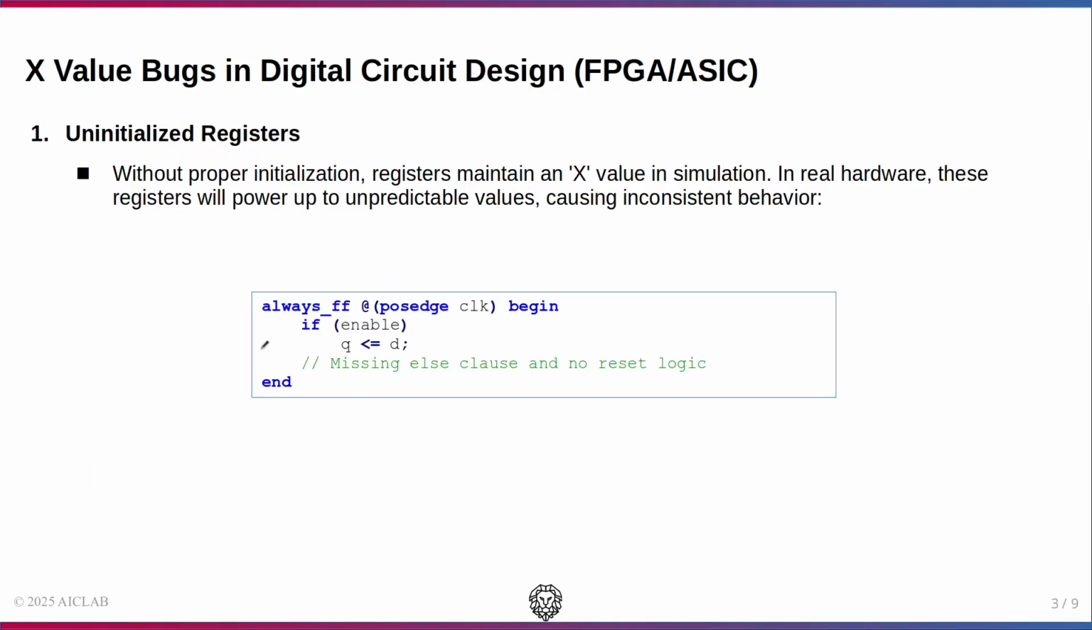First, uninitialized registers. In this example, if there is a rising edge of the clock and the enable signal is low, the Q signal keeps its previous value. As you can see, there is no else, and also there is no reset logic. So in simulation, Q receives X, but in synthesis and real hardware, Q powers up with a random value, which can be 0 or 1. So this code introduces a mismatch between synthesis and simulation, which is not appropriate.